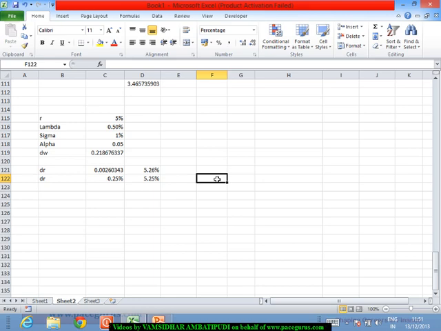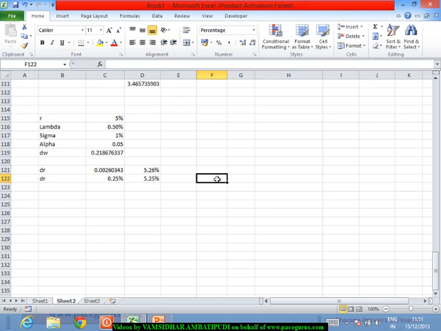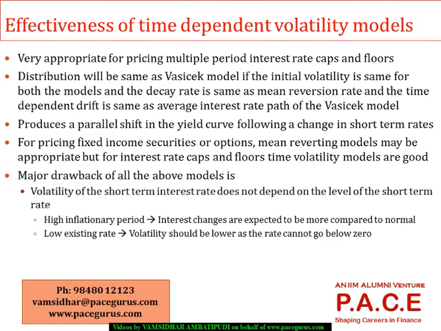But in this model where there is a time dependent volatility, the interest rate that I am getting is slightly lesser, which means the volatility actually decreases exponentially. For the next period it even further goes down, and in the next period it even further goes down. So the volatility is going down because of e power minus alpha t; as t is increasing, the volatility is going down, bringing more and more consistency for the long term kind of scenario. So from that standpoint, if I have to look at the appropriateness or the effectiveness of this, this model produces different volatilities for different periods.